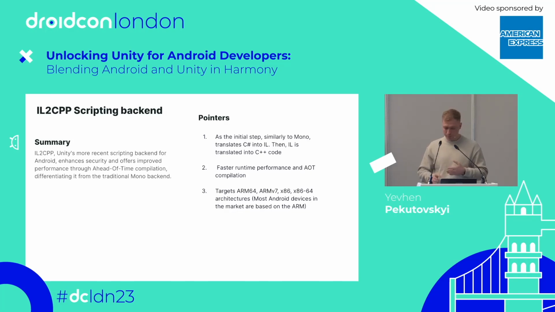Consequently, IL2CPP, the second and more recent scripting backend available for Android builds in Unity, emphasizes ahead-of-time compilation. It translates the entire code into machine-readable format even before the program is run, kind of like translating the entire book before starting to read it. The advantage, once translated, the program can run swiftly without the need to pause and translate more code. The backend also addresses a reverse engineering vulnerability present in Mono.